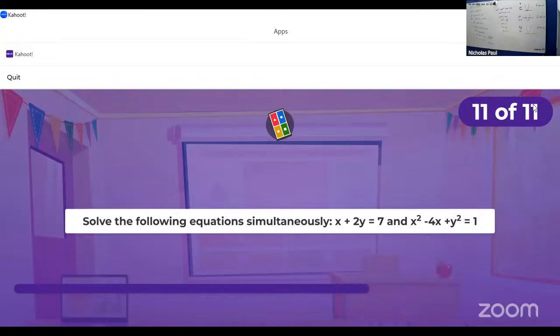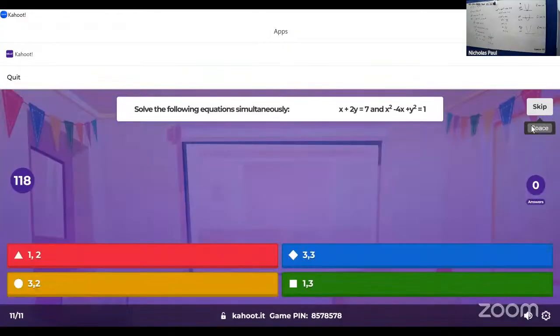Solve the equation. X plus 2y is 7. X squared minus 4x plus y squared is 1.